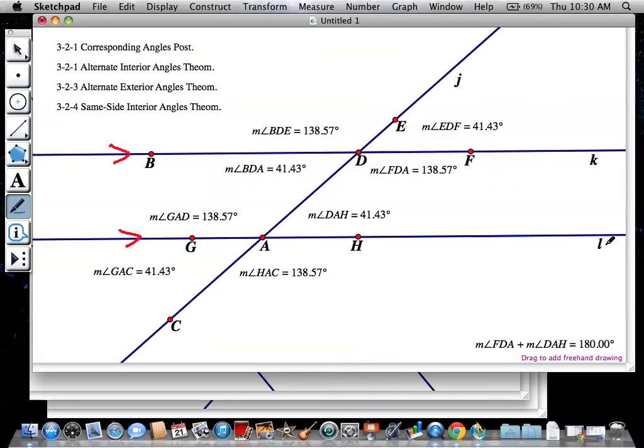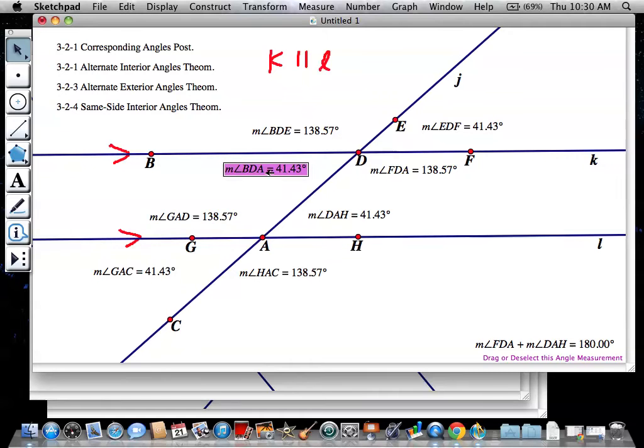So I have my parallel lines here. K and L are parallel. So K is parallel to L. And then J is the transversal right here. It cuts across both of them. So if I look at the corresponding angles, I have this angle here, the top left one. It corresponds with angle GAD right here. They're in the same position, top left, top left. Notice they are both the same.